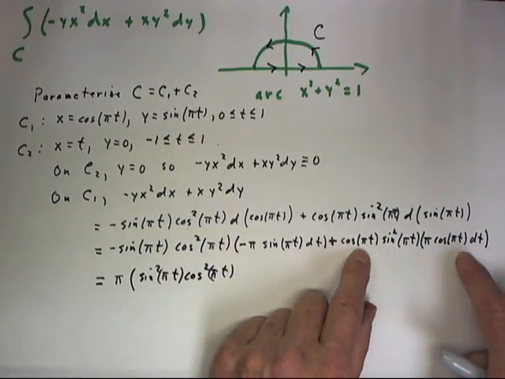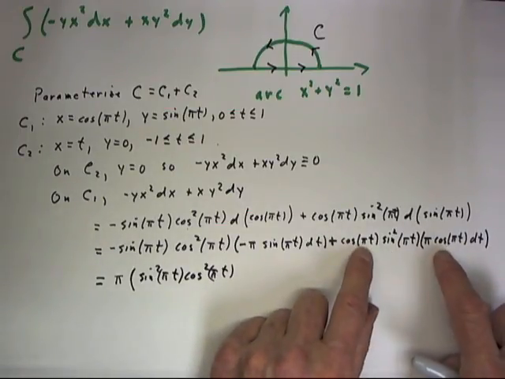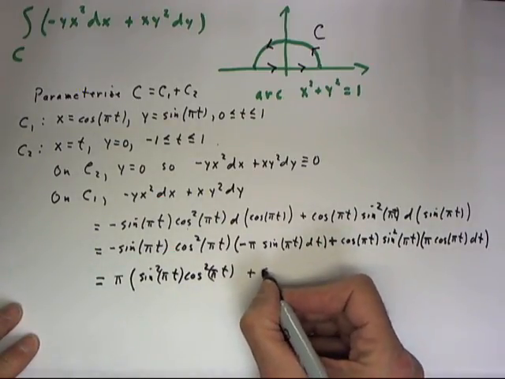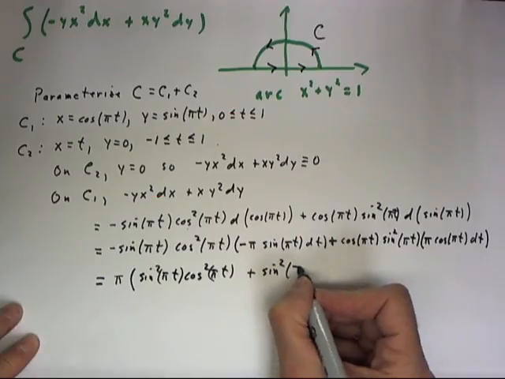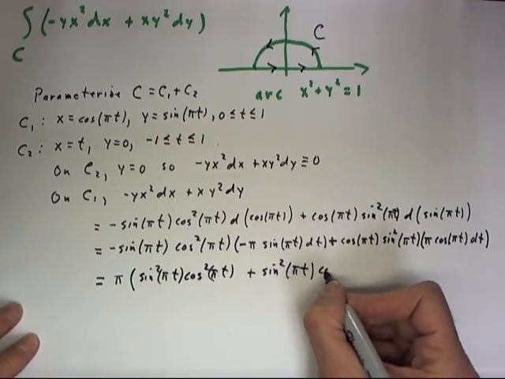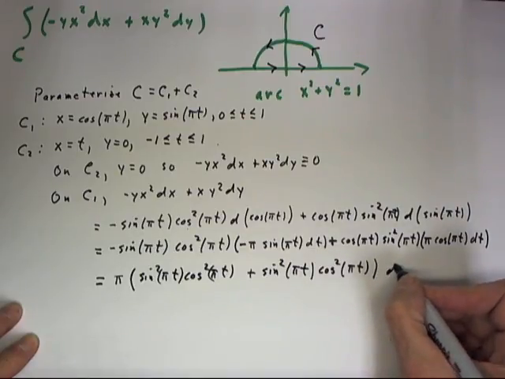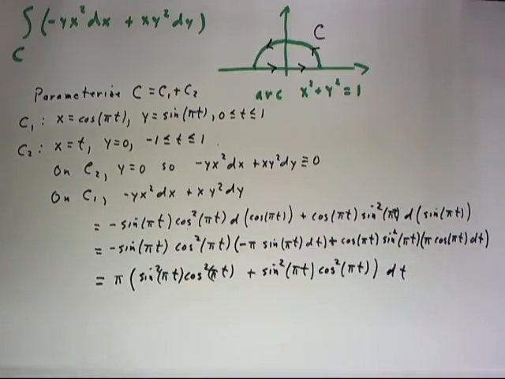And over here we get the same thing. We don't have any negatives. We have a cosine squared and a sine squared. So we have then plus sine squared of pi t, cosine squared of pi t dt.